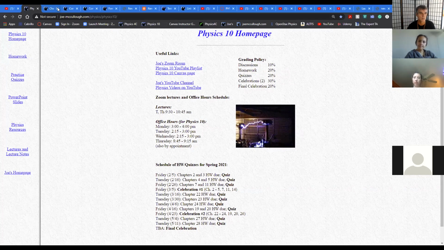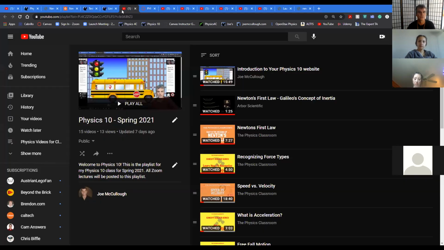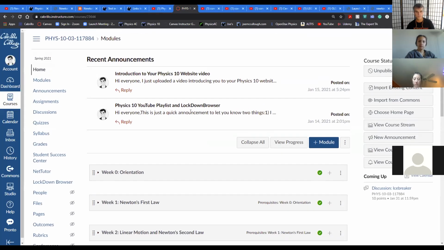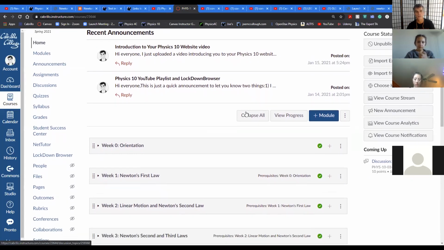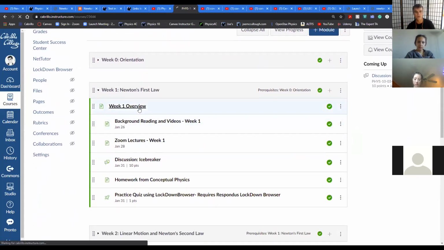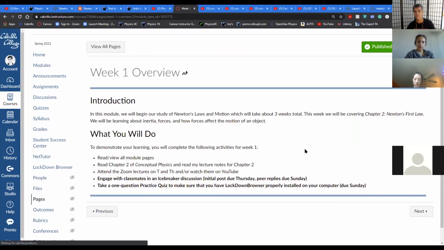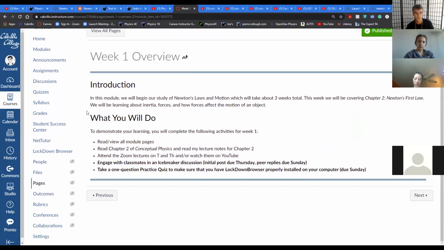So many links. Okay. The way I have Canvas set up is by weeks. Every single week, there will be a new module. In general, the way the modules are set up is, I will give you an overview. The overview will tell you exactly what we're covering that week, and I'll tell you what you'll be doing.